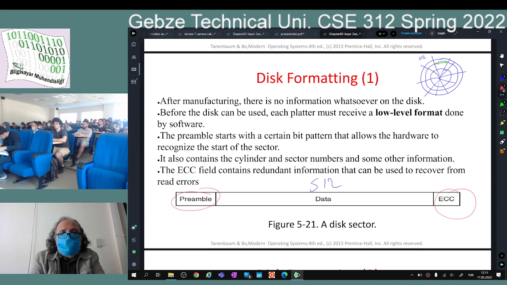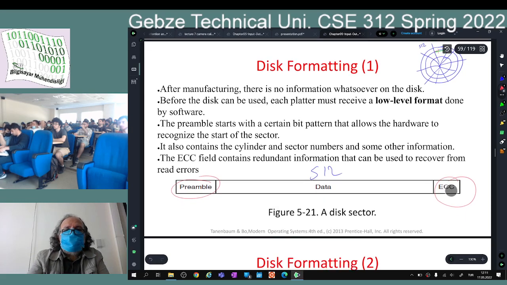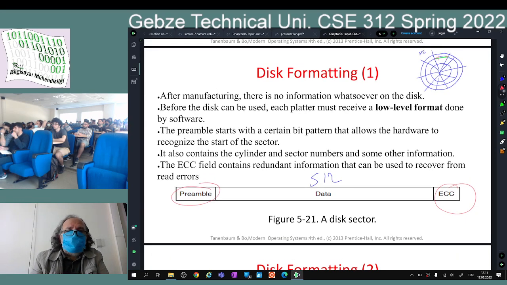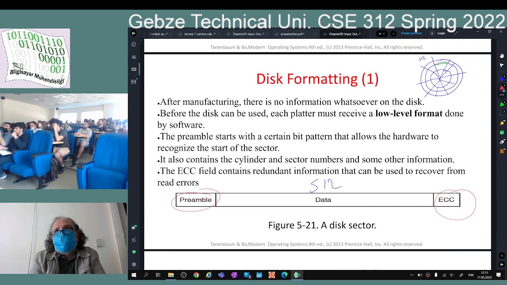In low-level formatting, you do this. You write your preamble, you write some random data, and the corresponding ECC is written there. After you write it, you read it back to see if you are getting the same thing. If you are, you are fine. Otherwise, you write it again and try many times. If it doesn't work, you give up and say that, although this is a brand new disk, I am marking this sector as a bad sector because it is not usable. I am not getting whatever I am writing there. So this is called low-level formatting.